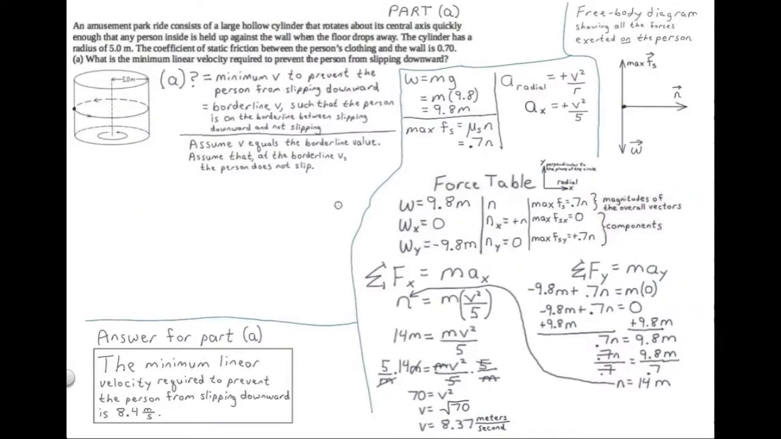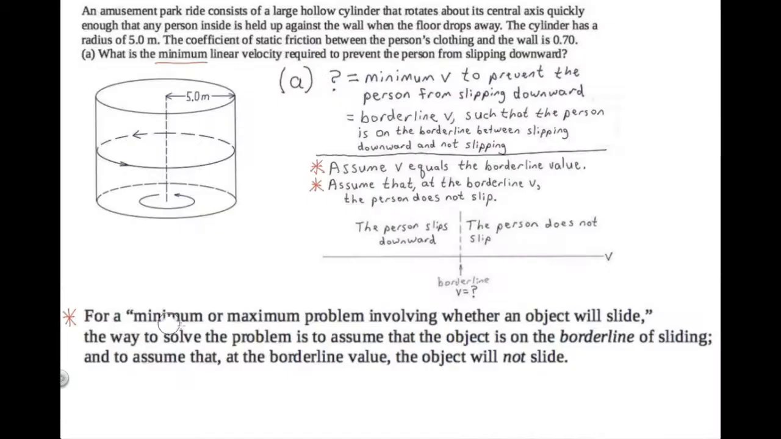Now let's do a recap of our solution for this problem. Remember, the normal force should be perpendicular to the surface, and the frictional force should be parallel to the surface. For a minimum or maximum problem involving whether an object will slide, the way to solve the problem is to assume that the object is on the borderline between sliding and not sliding, and to assume that, at the borderline value, the object will not slide.